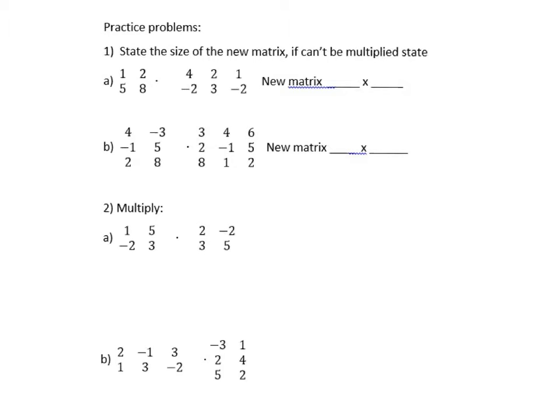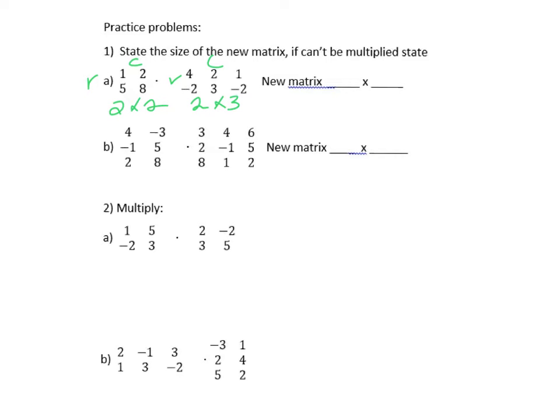So this is rows, this is columns, rows, columns. And when you write the kind of matrix, you always go row by column. So this would be a 2 by 2. All right, and then this guy would be a 2 by 3.